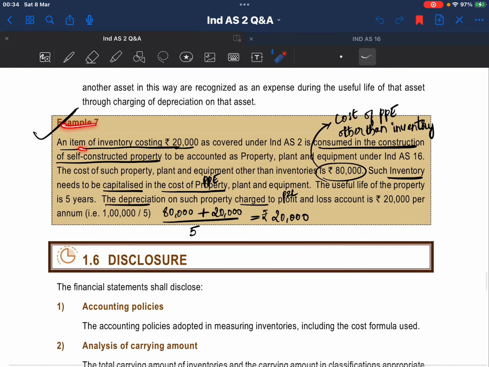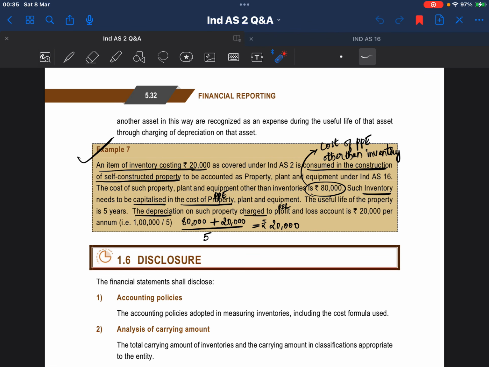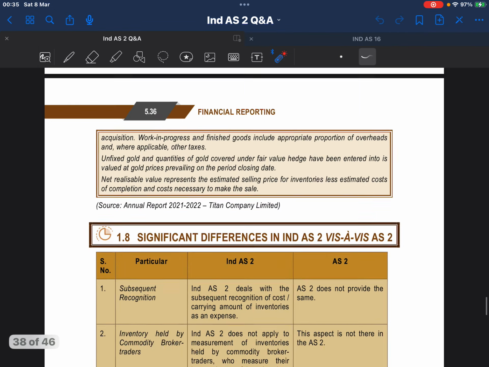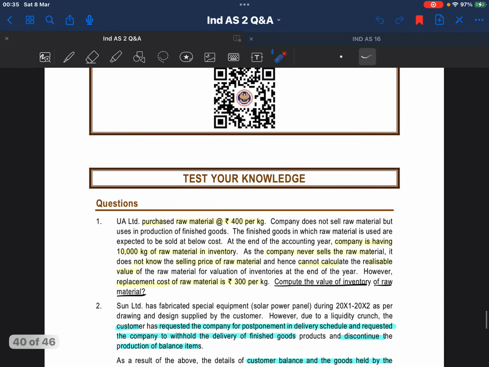In example 7, an item of inventory costing rupees 20,000 consumed in construction of self-constructed property is capitalized in the cost of PPE. 80,000 is the cost of PPE other than inventory. Inventory capitalized in the cost of PPE, and depreciation on such property charged. This 80,000 plus 20,000 divided by 5, which is the life, gives 20,000, which means inventory has to be capitalized if it is used for construction. We are done with illustrations.